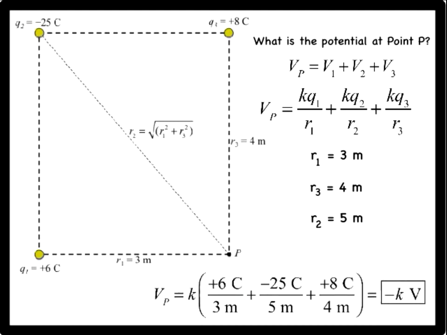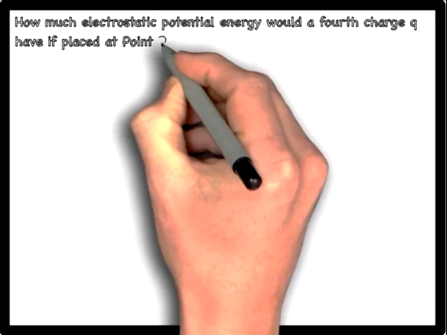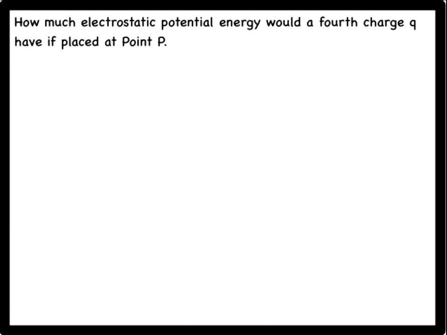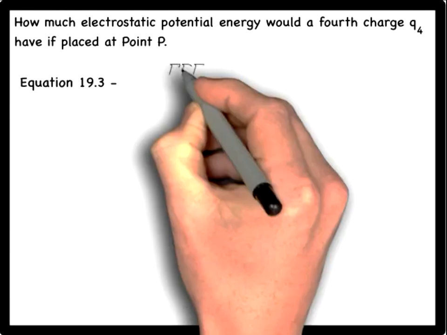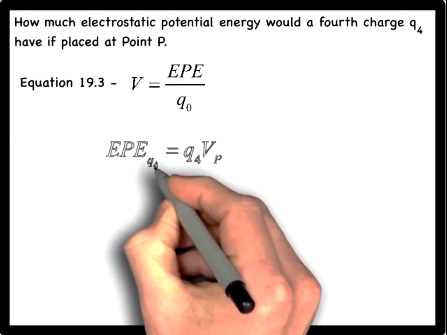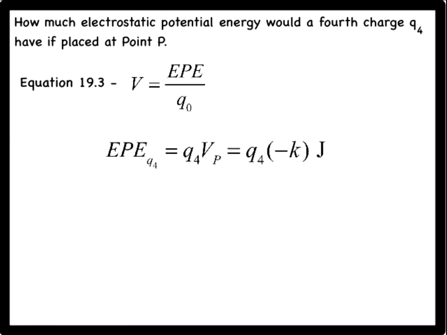Once we know the value of the total potential at point P, we could ask the following question. How much electrostatic potential energy would a fourth charge, Q4, have if placed at point P? We can now easily answer this question by using equation 19.3. The electrostatic potential energy would be equal to Q4 times the potential at point P, which we just calculated previously. Notice that the sign of the potential energy will depend not only on the sign of the potential at point P, but also on the sign of Q4. If Q4 is a positive charge, then its potential energy at point P in this case would be negative.